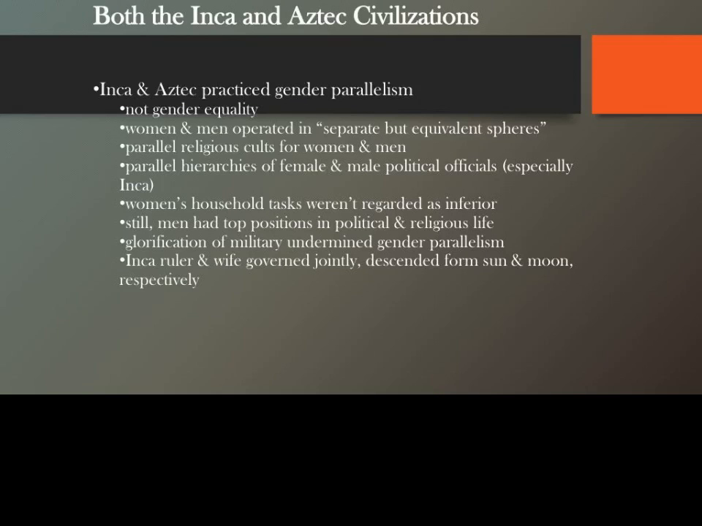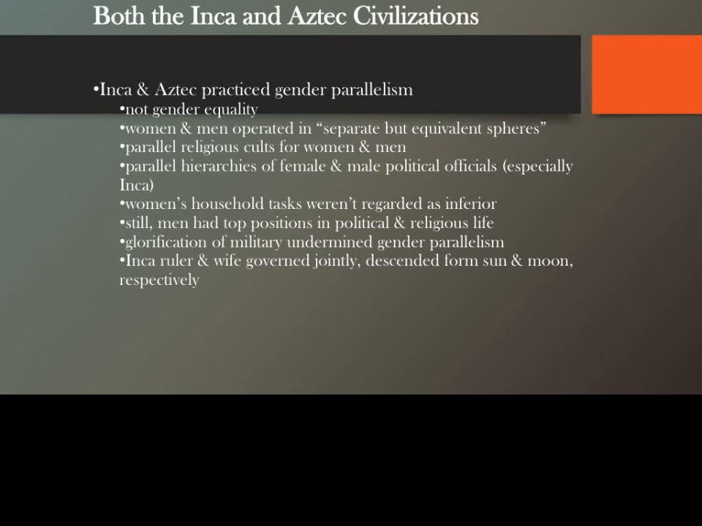Now, both the Aztec and the Inca, basically, their civilizations practiced what's known as gender parallelism. You've heard me talk about that before. It's not necessarily gender equality. This is where women and men operate in separate but equivalent spheres. So they have different jobs, different spheres of existence, but those spheres are equal to each other. And while the Inca system was not equal for the sexes, they had their own spheres in, like I said, this parallel structure. And the tasks of each gender were valued. There were parallel religious cults for women and men, parallel hierarchies of female and male political officials, especially among the Incas. And women's household tasks were not regarded as inferior. They were valued. They were seen as important.